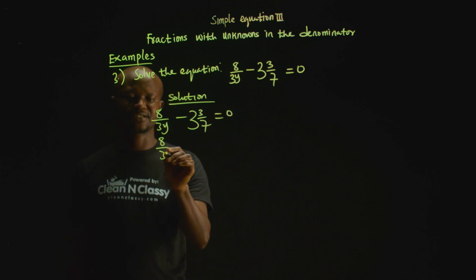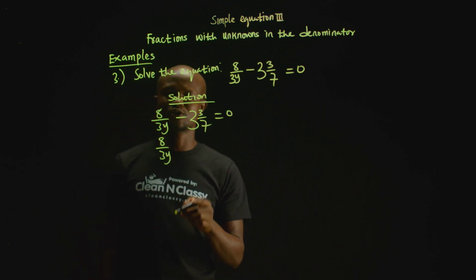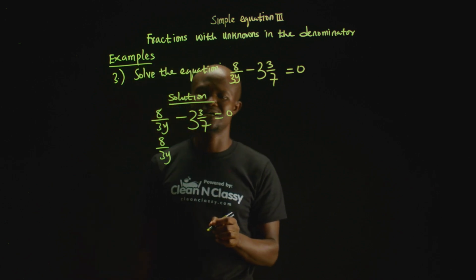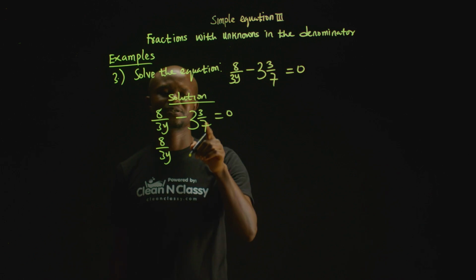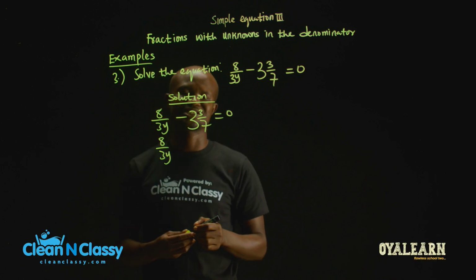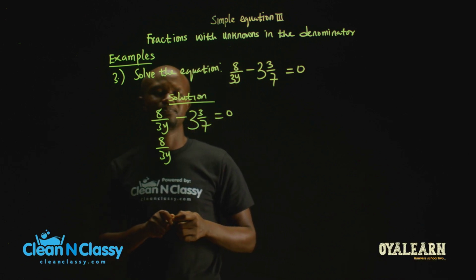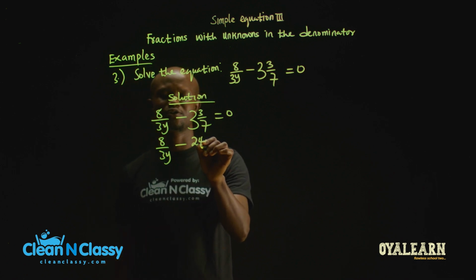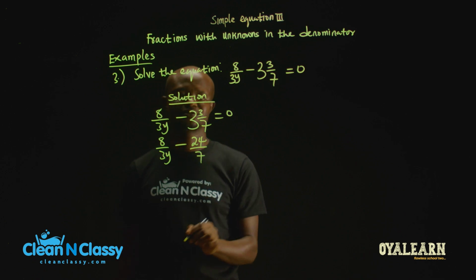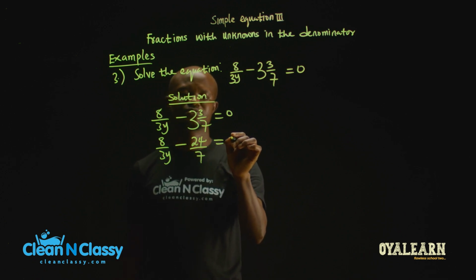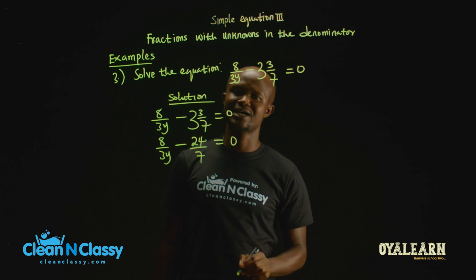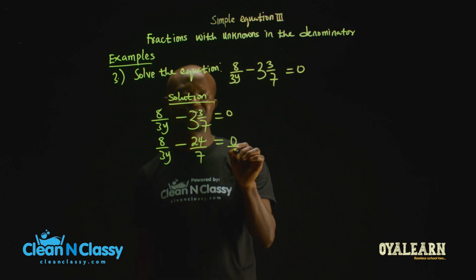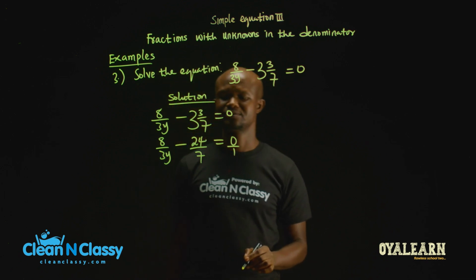8 divided by 3y. So we need to convert the mixed number to an improper fraction. 7 times 3, we have 21. 21 plus 3, we have 24. So we have minus 24 over 7 equals 0. And we can write this 0 as 0 divided by 1.